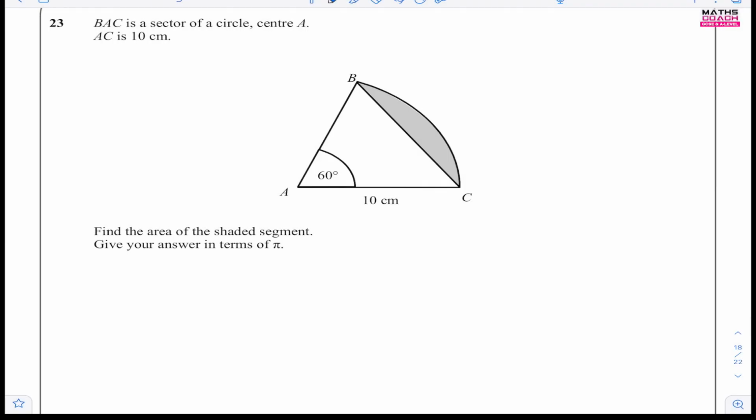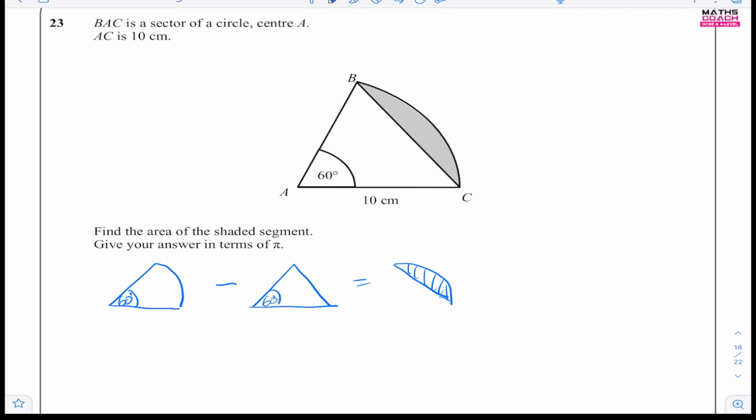Okay, question 23. We are told that BAC is a sector of a circle with center A, and AC is 10 centimeters. Find the area of the shaded segment. Give your answer in terms of pi. So, if we have the area of the sector and we take away the area of this triangle right there, then we are left with the shaded region, which is right here.